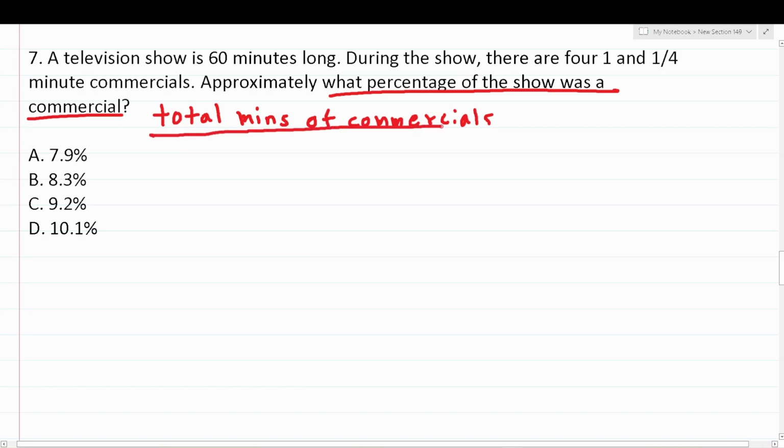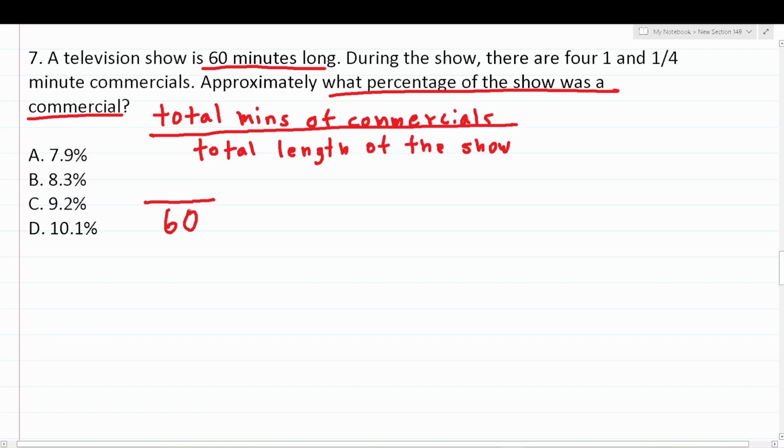And then we're going to divide that by the total length of the show. And as it happens, we were given one of these things. More specifically, we were told that the show itself is 60 minutes long. So let's go ahead and fill that in accordingly. All right, so clearly, in order to figure out what percentage of the show was a commercial, the only other thing we have to figure out is the total minutes of the commercials.